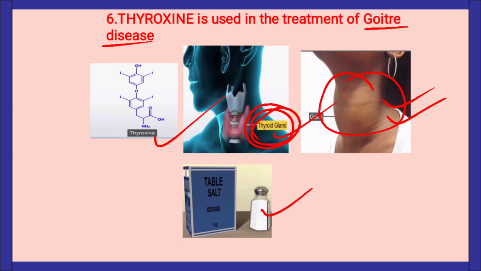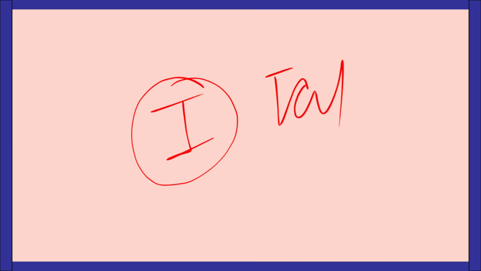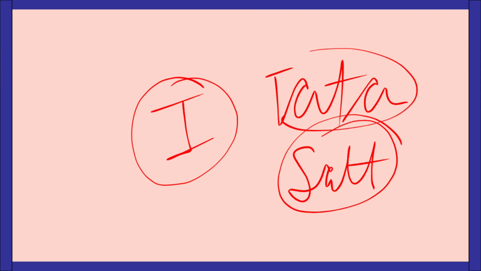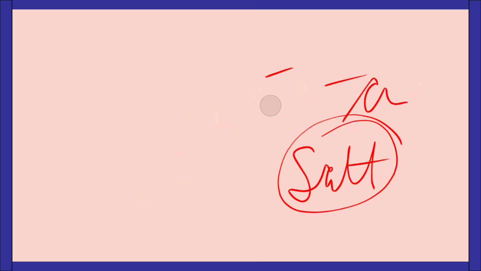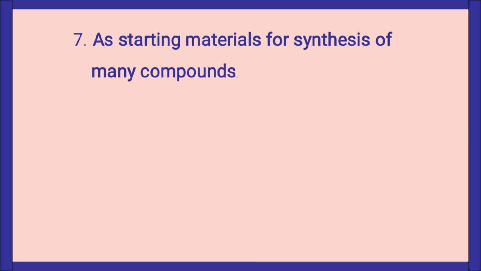Iodine is present in table salt. That's why a person having goiter is advised to eat iodine. And we know Tata Salt has, this is not a promotion, but Tata Salt has iodine in it. Other salts may have it too, but I know the name of this one only. Now, as a starting material, it is used for the synthesis of many compounds.